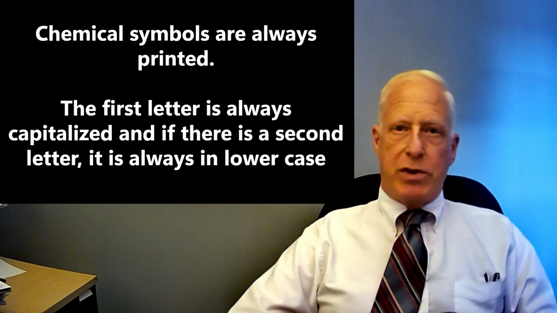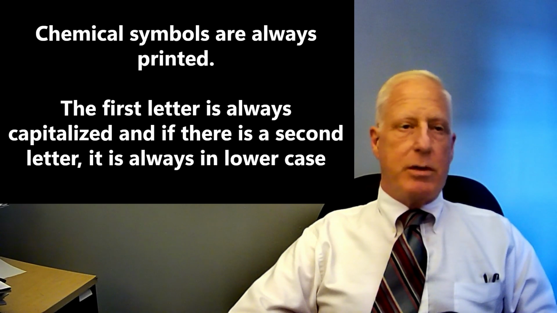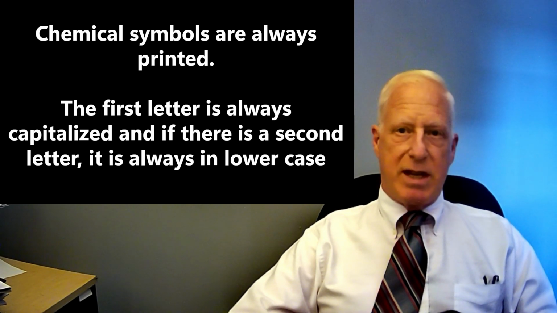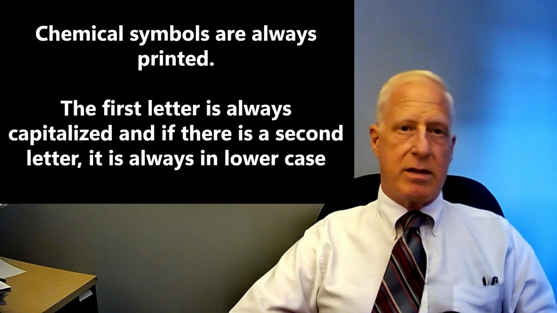It can be cumbersome to use element and isotope names all the time, especially when writing a chemical equation, which is a shorthand way for representing what's taking place in a chemical reaction. So what we use are chemical symbols. Symbols are always printed. First letter is always capitalized, and if there's a second letter, it is always lowercase.